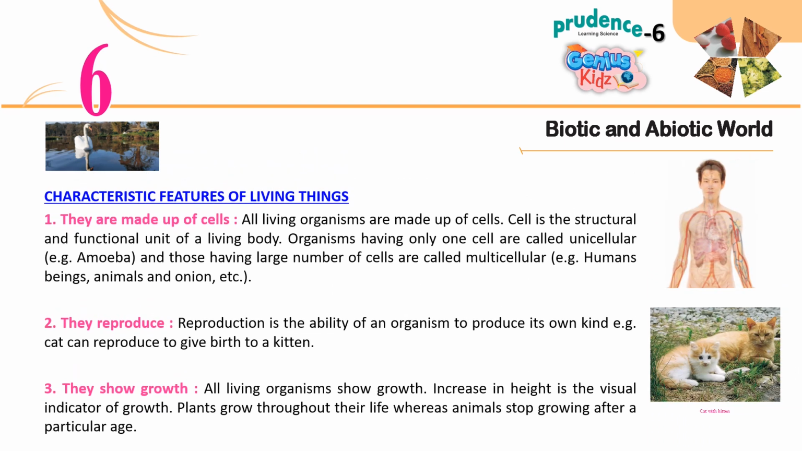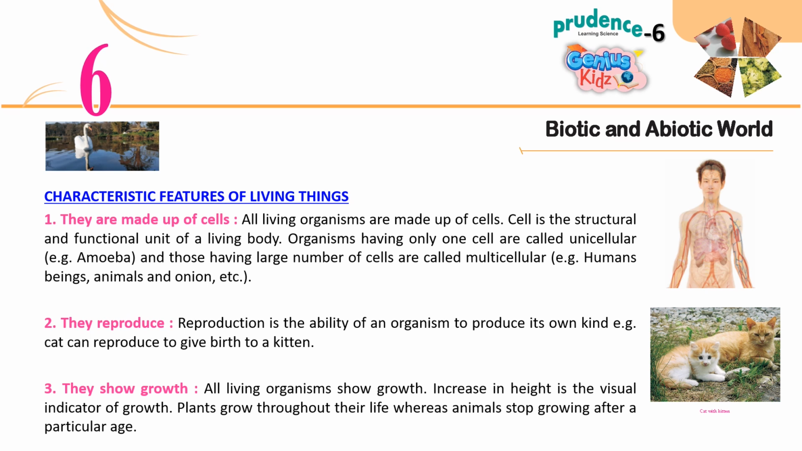Characteristic features of living things. 1. They are made up of cells. All living organisms are made up of cells. Cell is the structural and functional unit of a living body. Organisms having only one cell are called unicellular, for example amoeba, and those having a large number of cells are called multicellular, for example human beings, animals and onion, etc.